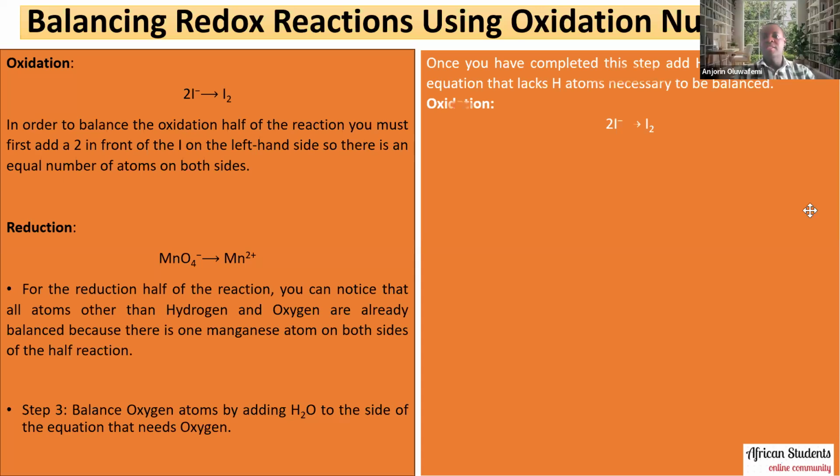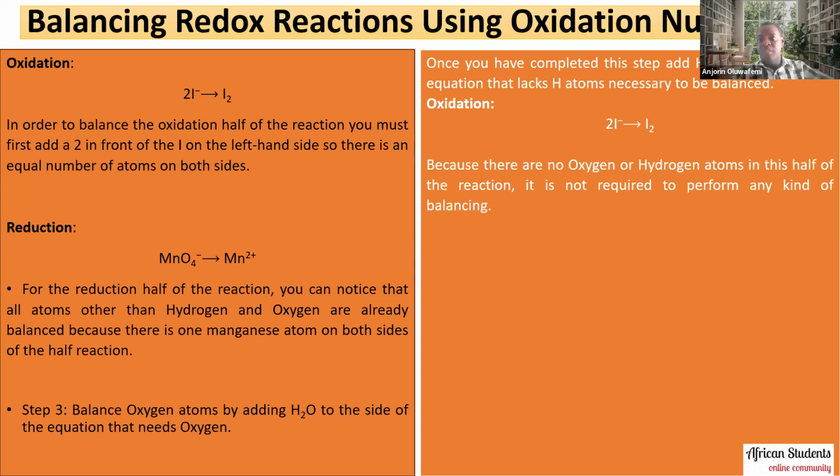Once you have completed this step, add hydrogen to the side of the equation that lacks the hydrogen necessary to be balanced. So we will do that. Because there are no oxygen or hydrogen atoms in this half of the reaction, it is not required to perform any kind of balancing. So this one is good, it's fine. We move on. The only way we want to balance this one is in terms of electrons now, which we are going to get to very soon.